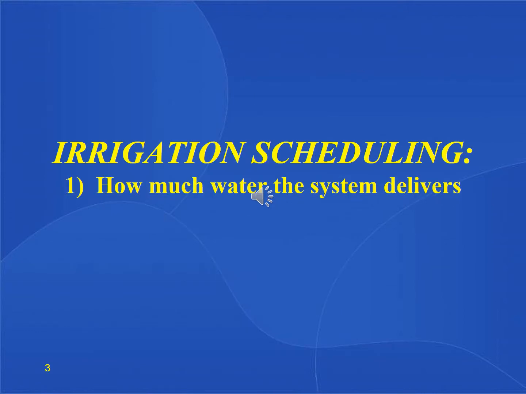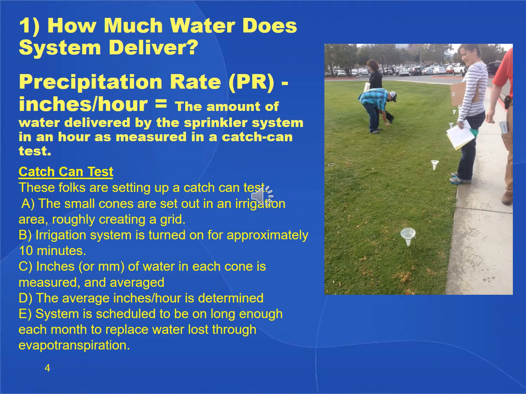Let's start with number 1 of irrigation scheduling. How much water is your irrigation system delivering? Again, the precipitation rate equals the amount of water delivered by your irrigation or sprinkler system in an hour as measured in a catch can test. It's usually measured in inches per hour.